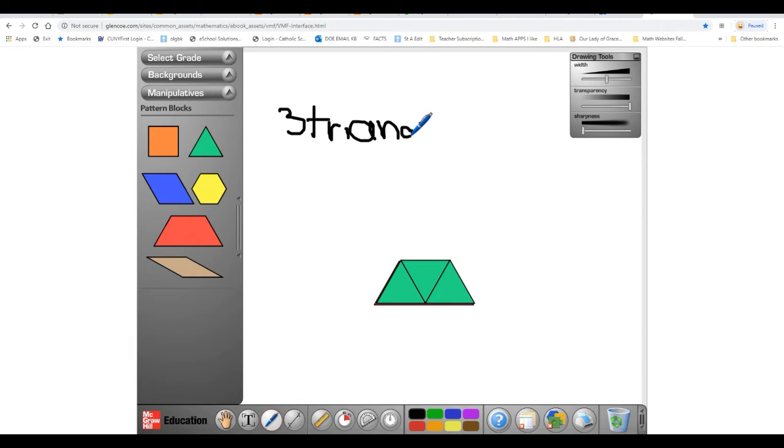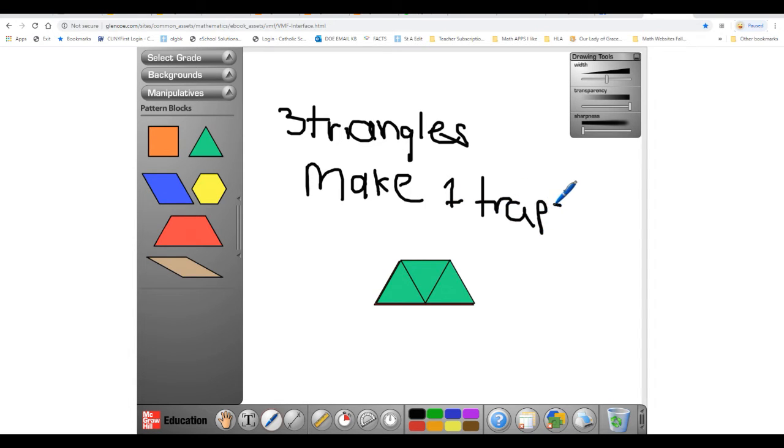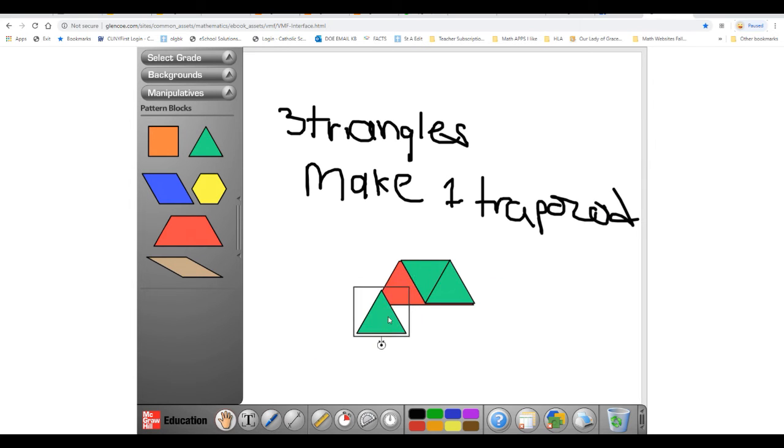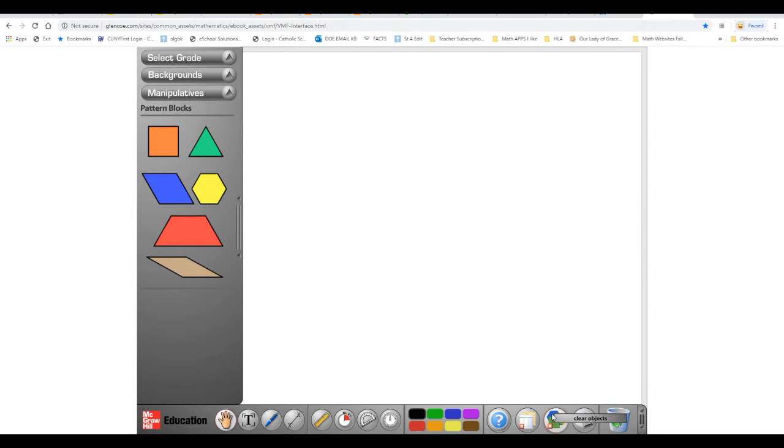I'm going to write it neatly. Triangles make one trapezoid. And with a period at the end. And then it's also important to draw this shape out in your notebook, the big shape, and then inside you do the little shapes so I could see how you fit them all in together. But before you draw them out, I want you to practice on the website so you have an idea how to do that. Let's try another example.